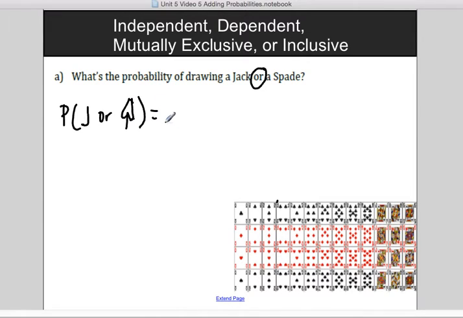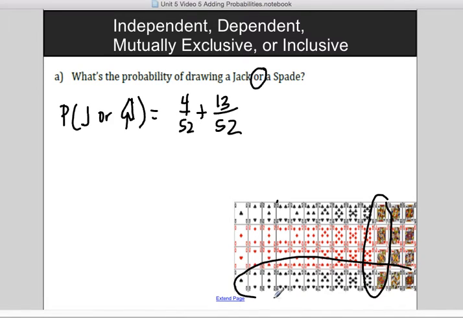So what's the probability of being a jack? Well, there are 4 jacks, and they're right here on my card, so it's 4 out of 52. Plus being a spade. So spade is a suit, so there's 13 out of 52. And then I would ask myself, can I be both? Can I be both the jack of spades? Yes, there's 1. So I would minus 1 out of 52.